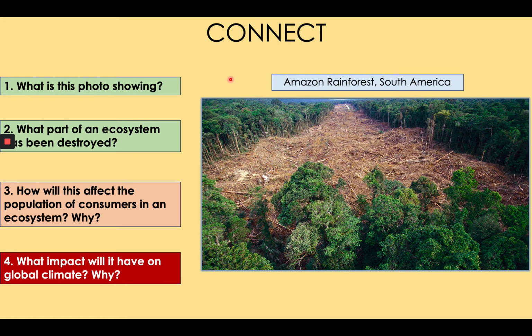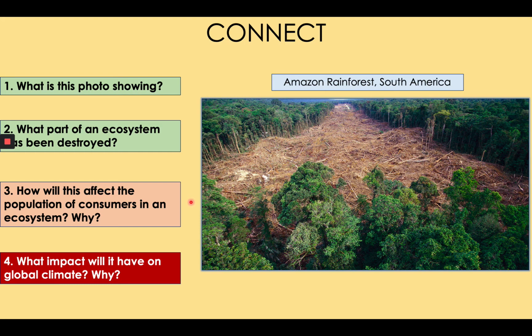Well, you should say that this photo is showing deforestation of the Amazon rainforest in South America. 2, what part of an ecosystem has been destroyed? Possible points you could have said: the biotic part, living, and also the producers. However, you may have also noted that since there's interdependence in an ecosystem, deforestation leads to the destruction of not only the trees, but also the living organisms that depend on trees.